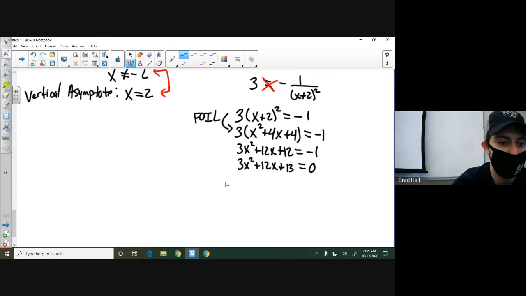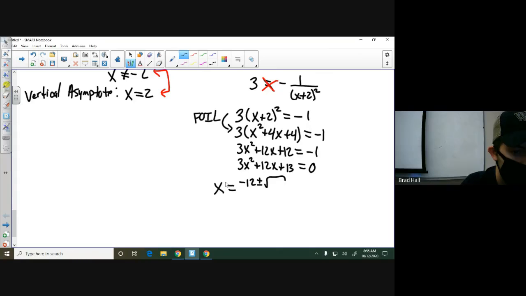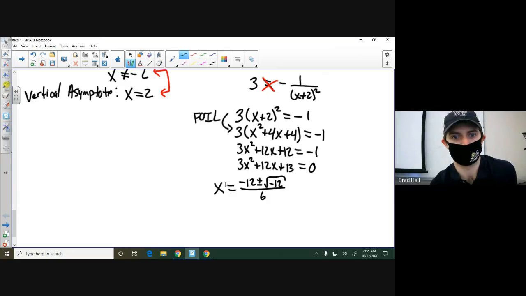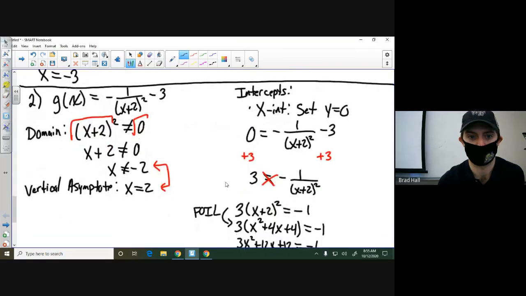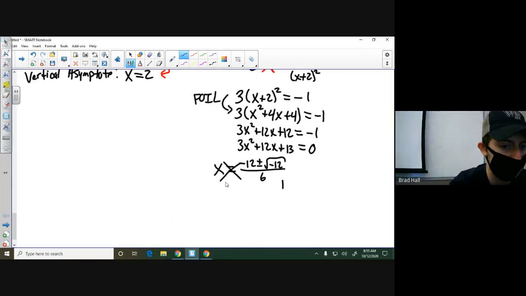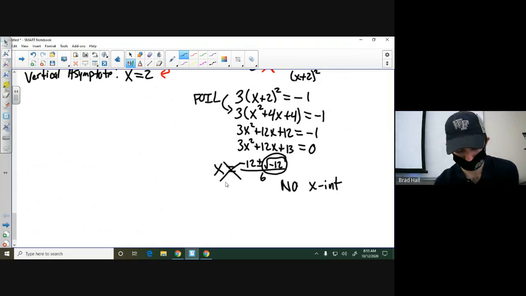And actually, what you end up getting is that we are not able to obtain a particular value for the x-intercept. So we do not even have an x-intercept. So there's no x-intercept. All that work was for nothing, because we got a negative underneath the square root, which is not good.